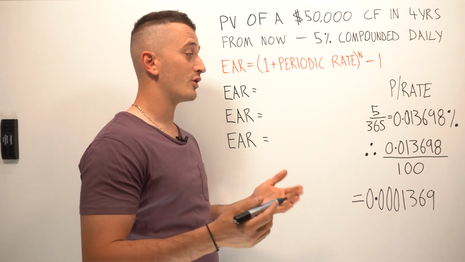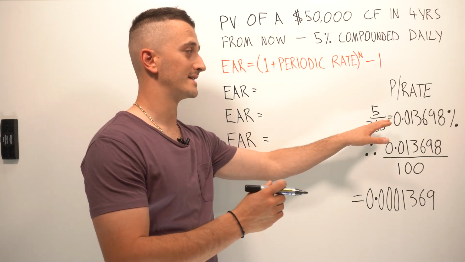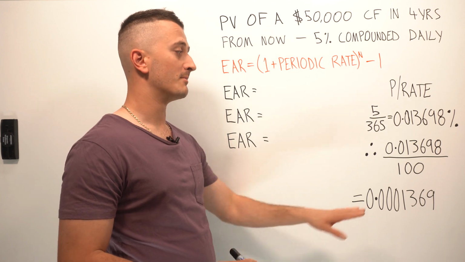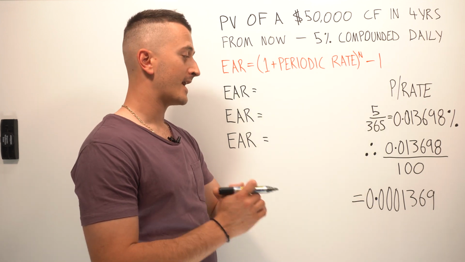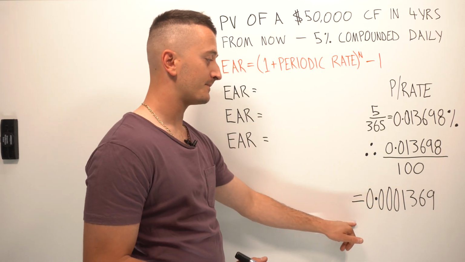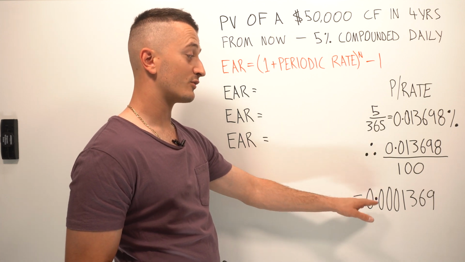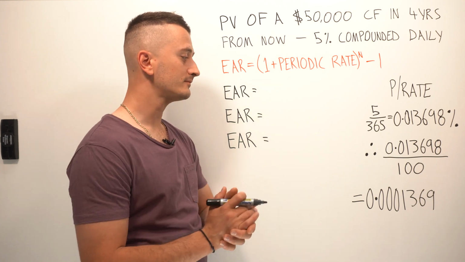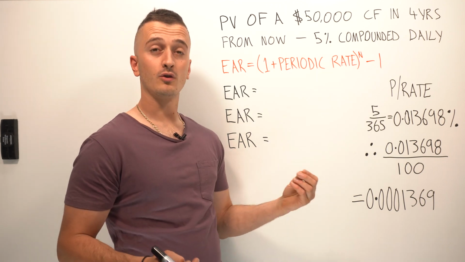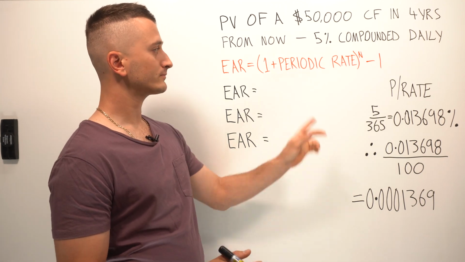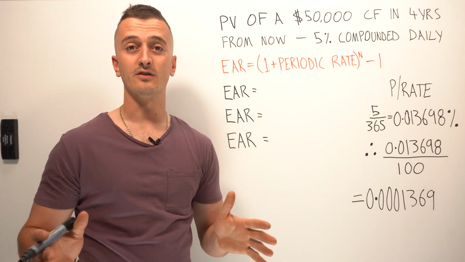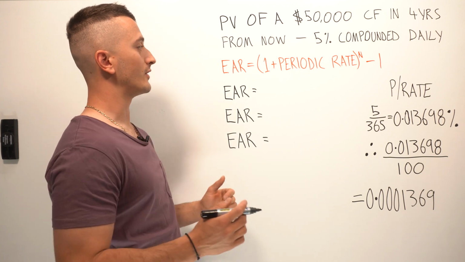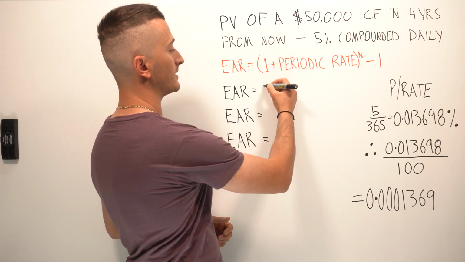But you now want to convert that percentage into a proper decimal value by dividing it by 100. And you're going to get this small number down here, which is 0.001369. And that's our periodic rate as a decimal value, which we can use up here in the formula. So now we can solve for EAR, the effective annual rate, by filling in our values.